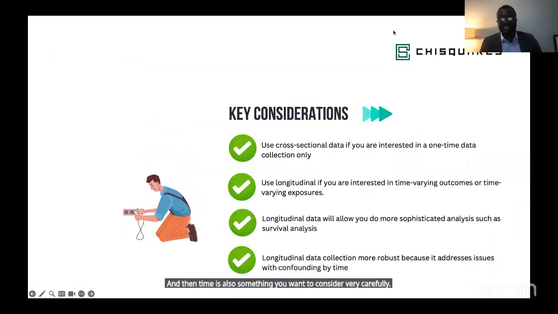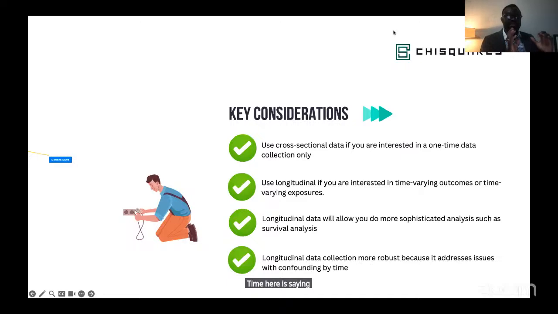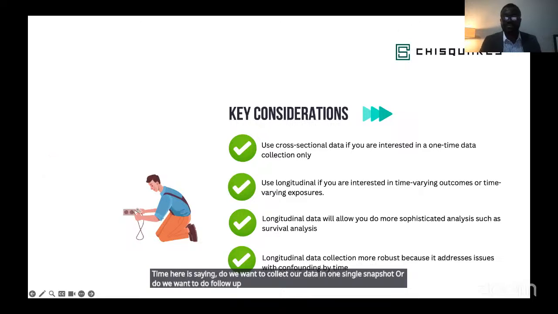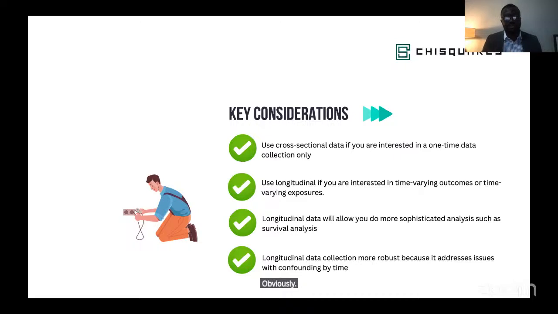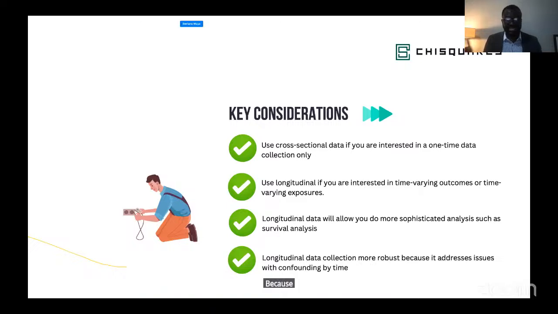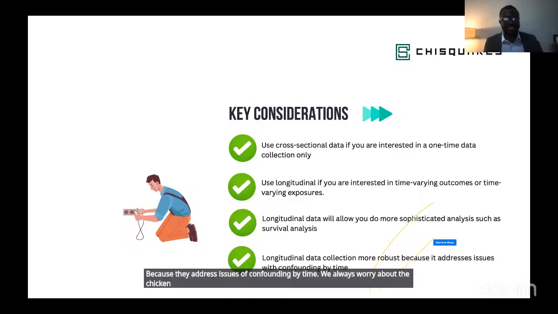Time here is saying, do we want to collect our data in one single snapshot, or do we want to follow up people over time? Obviously, longitudinal data where we follow people over time are more robust because they address issues of confounding by time. We always worry about the chicken and the egg scenario. Did the chicken come before the egg, or did the egg come before the chicken?